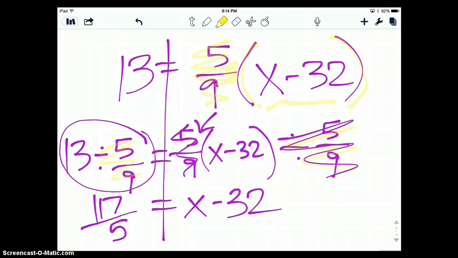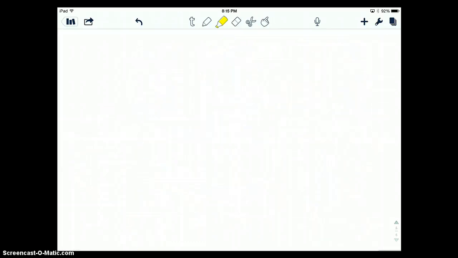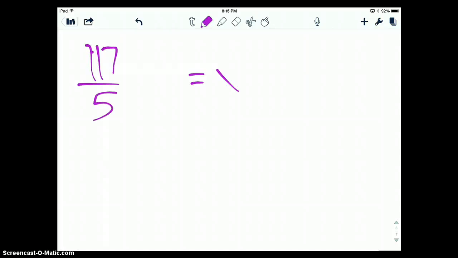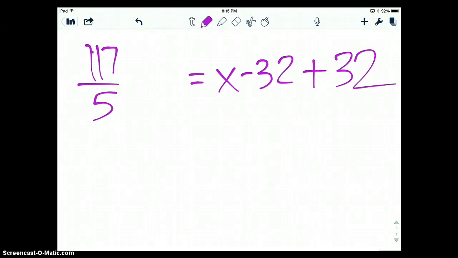And now one more step to get x alone. I need to get rid of this minus 32. So in order to do that, I'm going to do the inverse of subtraction by 32, which is addition by 32. So I'm going to rewrite this thing. I had 117 over 5, leave some space, x minus 32, and what are we going to do? We're going to do the inverse, which is adding 32. If I do that to one side, I'm going to do it to the other side. So now I have opposites happening, and I'll just be left with x.